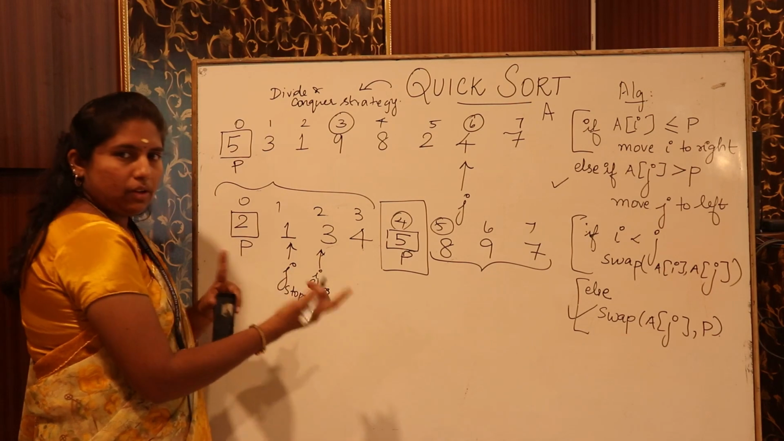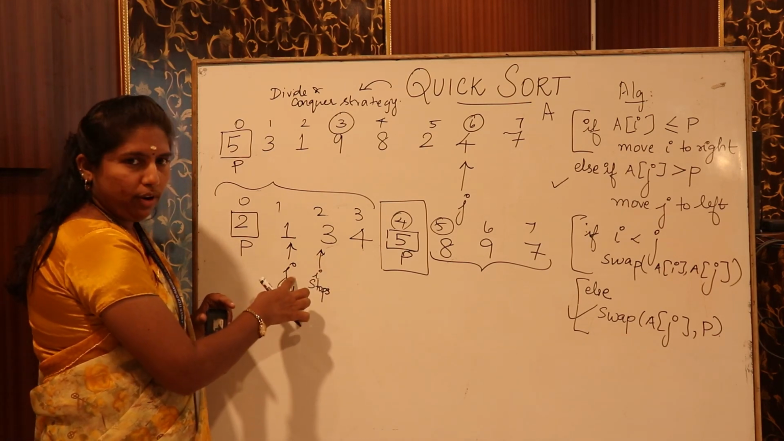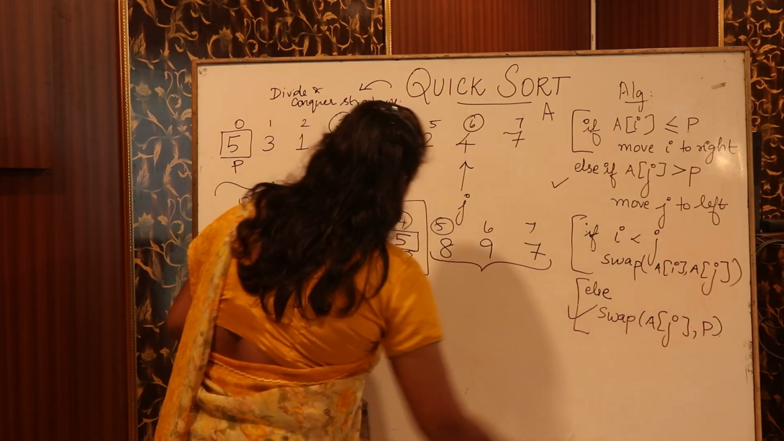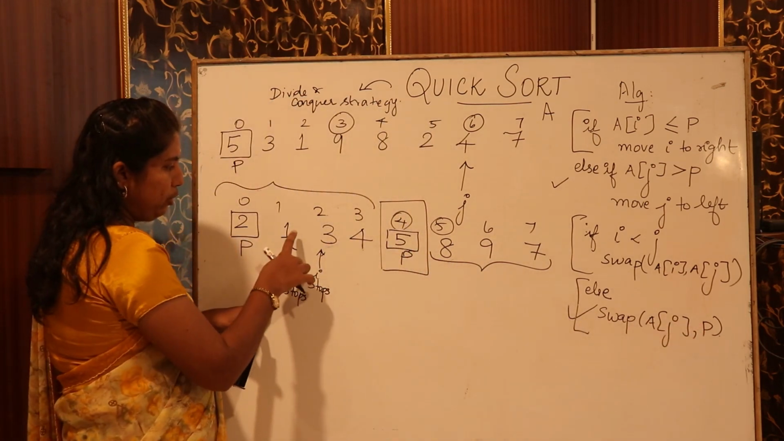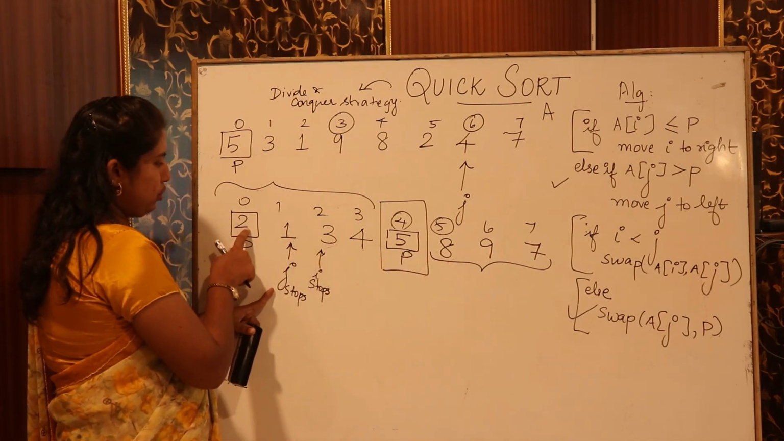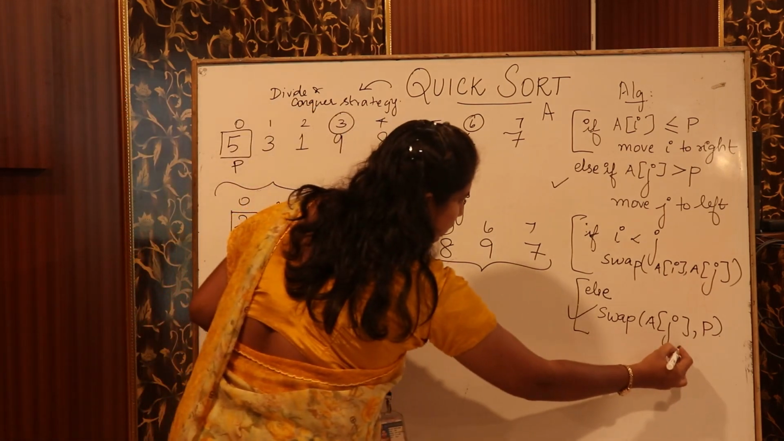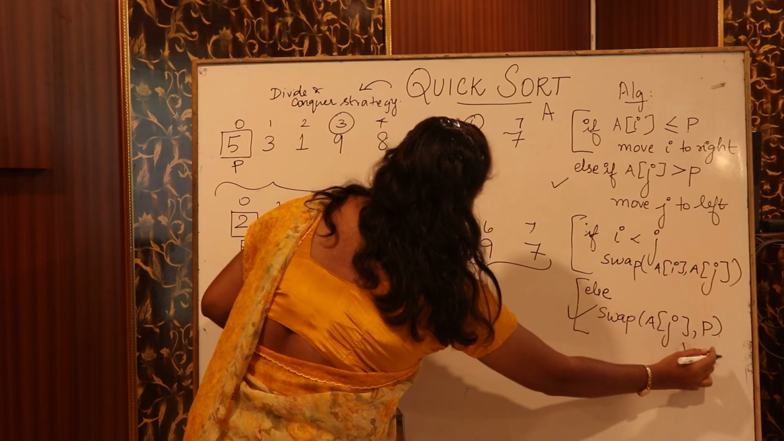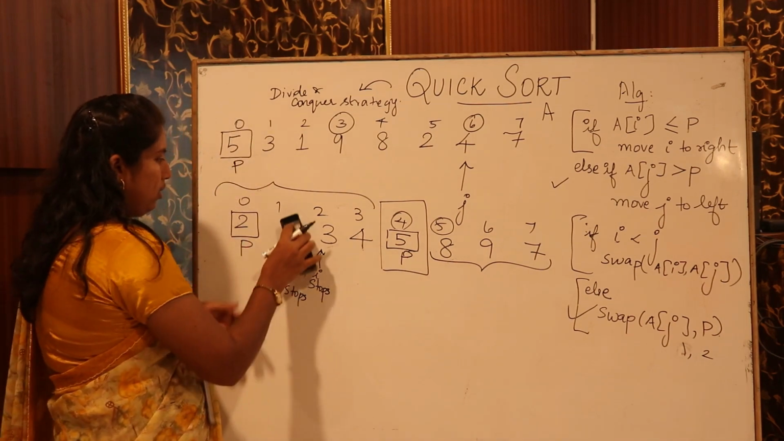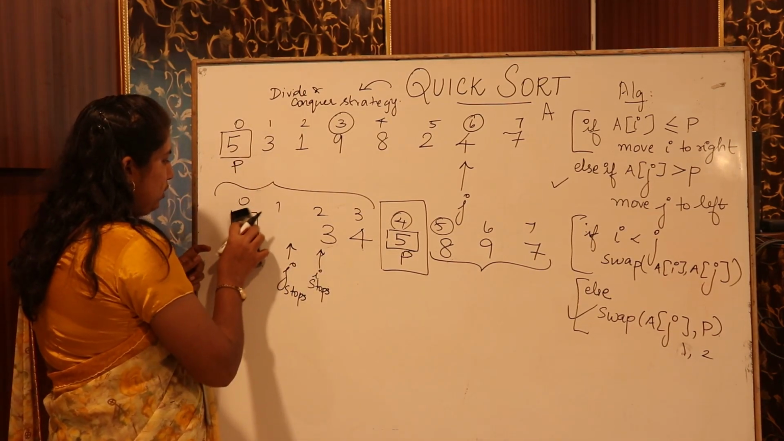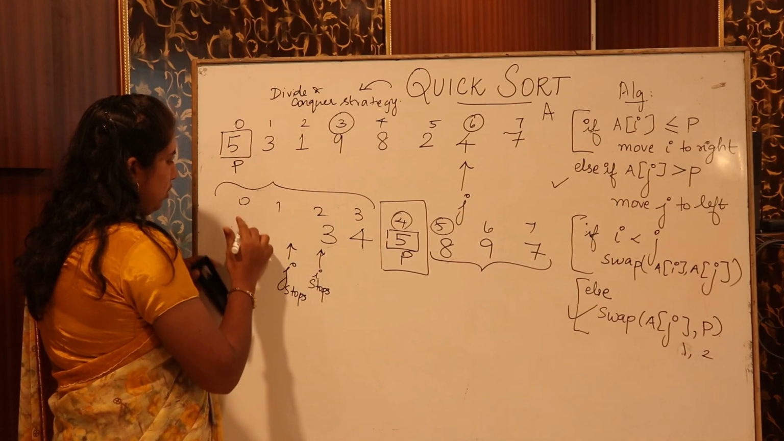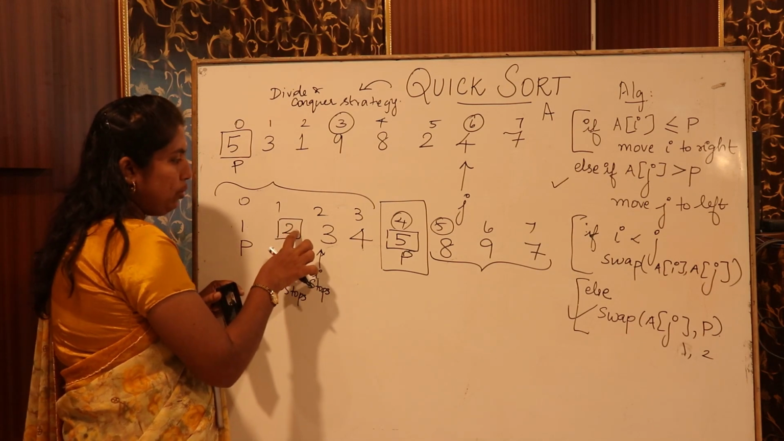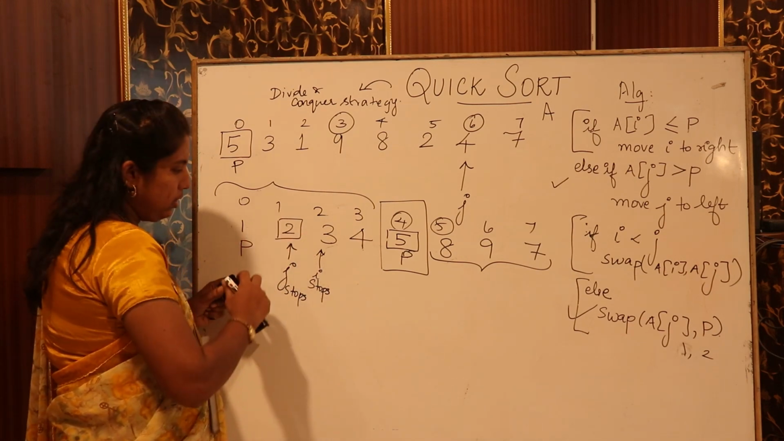So if there is a cross interchange of this i and the j pointer, what we have to do? We have to swap A of j with p. A of j's value is 1. My pivot element is 2. So I have to interchange this 1 and 2. So what happens? The 1 will be moved to this place and 2 will be shifted to this place, whereby we have already considered 2 as a pivot element, we should mark it as such.